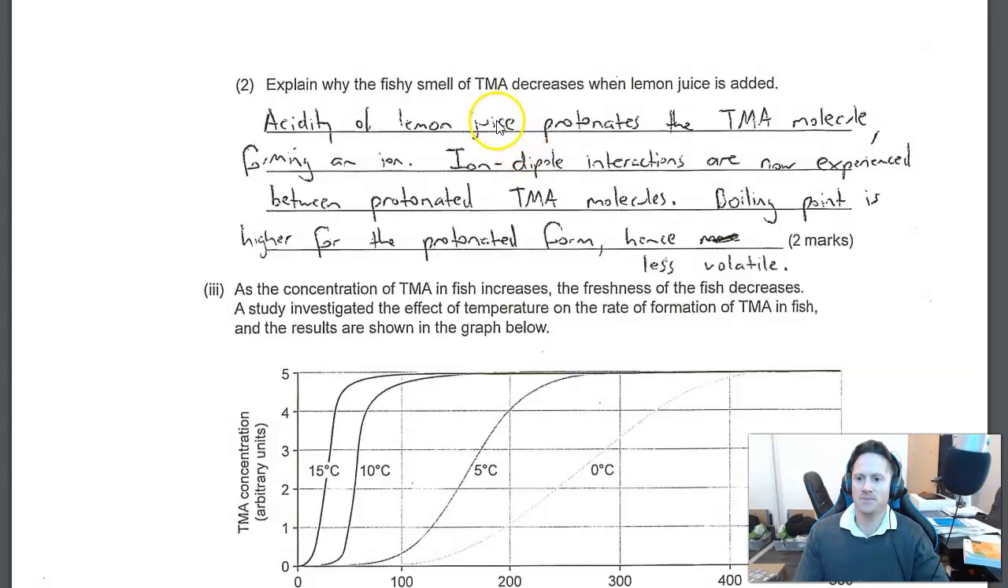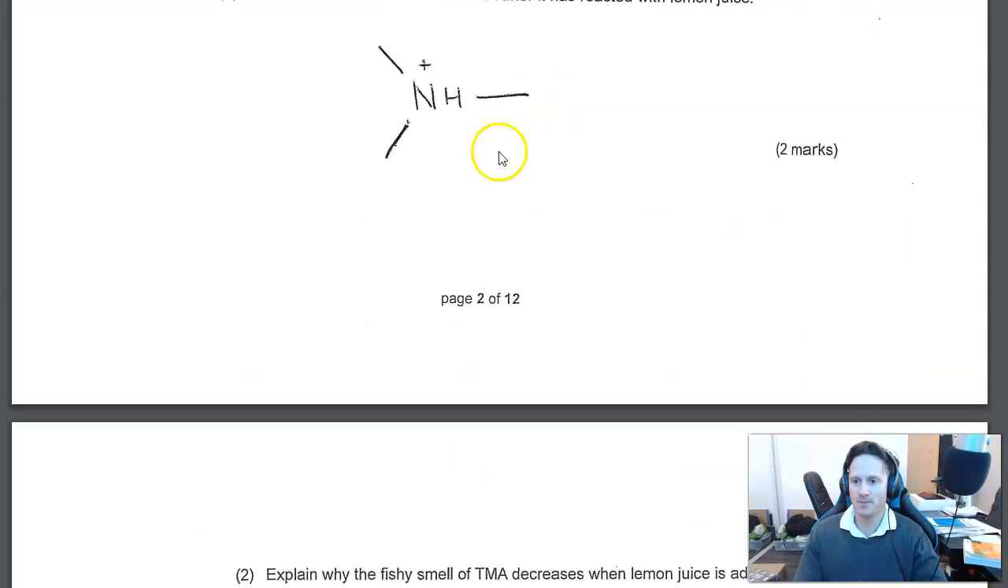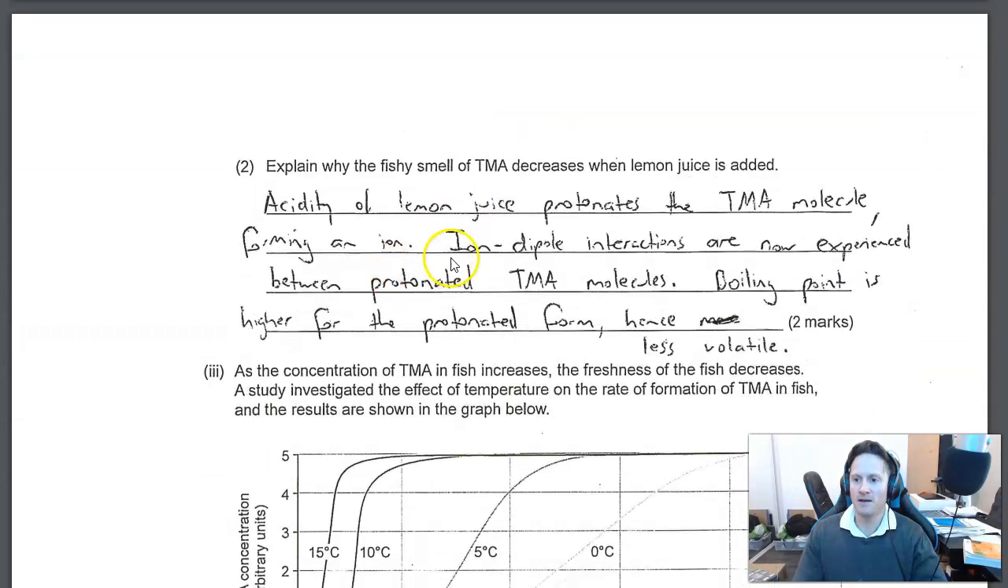Why does the fishy smell of TMA decrease when the lemon juice is added? So the fishy smell is due to the evaporation or the boiling of the TMA, and it has a low boiling point of 3 degrees. So we need to talk about the fact that the boiling point increases when it becomes protonated. So I've said the acidity protonates the TMA molecule.